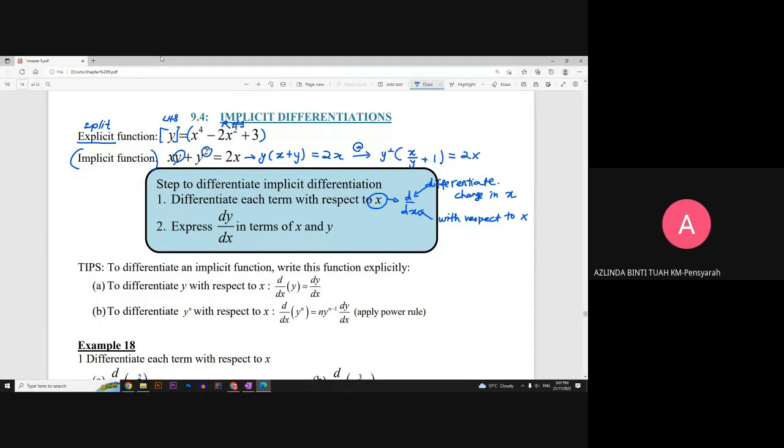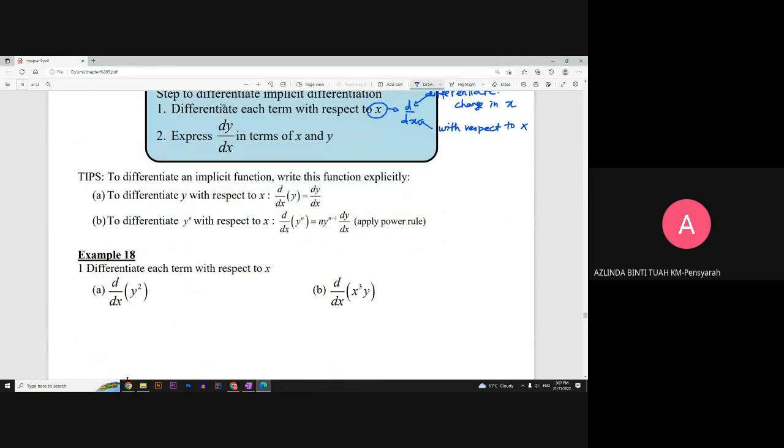Okay, there are two concepts, maybe a new concept for you. Whenever we want to differentiate y with respect to x, kalau kita nak tengok differentiate with respect to x, maksudnya kita nak tengok apakah perubahan yang berlaku ke atas x. Jadi tetapi soalan suruh kita differentiate y. So kita kena laksanakan juga differentiate y itu. Macam mana nak differentiate y? Actually, we have to use the chain rule.